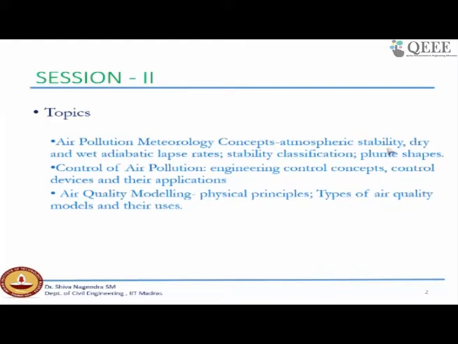This stability is defined by the characteristics of the pollutants at which they disperse from one location to the other location, or one height to the other height. So we call it dry adiabatic lapse rate and wet adiabatic lapse rate. Then we also understand the different shapes you will come across because of the atmospheric stability.